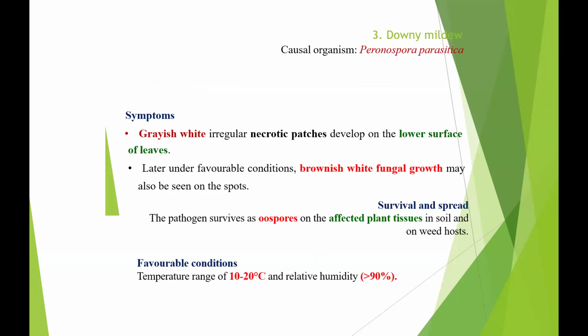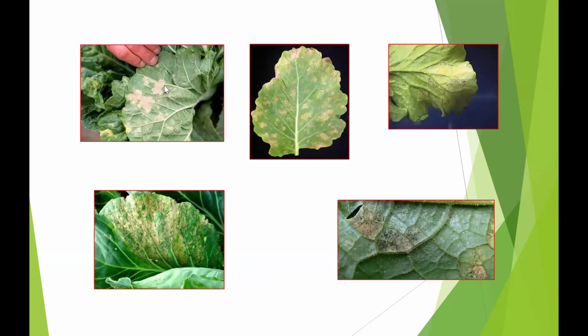The symptoms are grayish white, irregular, necrotic patches on the lower surface of the leaf. Later, when favorable conditions are seen, brownish white fungal growth may also be seen on the spots. Survival and spread is through oospores on the affected plant tissues or weed hosts. Favorable conditions are 10 to 20 degrees Celsius and relative humidity greater than 90%. These are the whitish growth on the underneath of the leaves and chlorotic patches on the above side of the leaf.